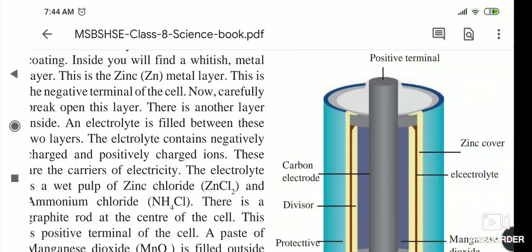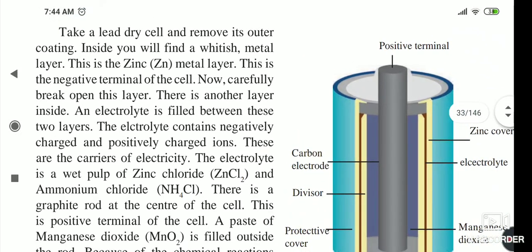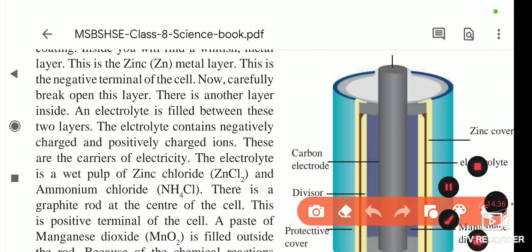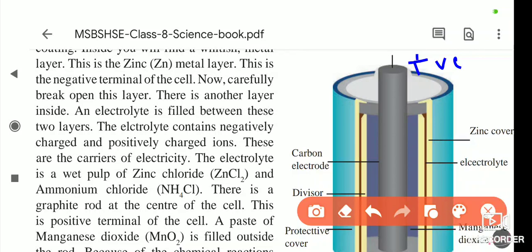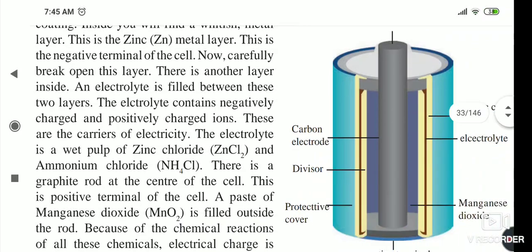Then, as I told you, there is a positive and a negative terminal. Why are these positive and negative terminals there? To create a potential difference. So here it is the positive terminal.